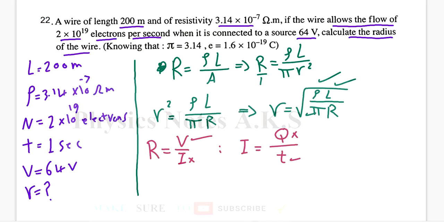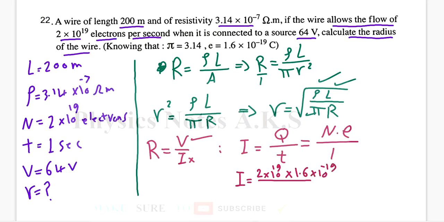So let's write this formula as follows. We know from before that charge equals the number of electrons multiplied by the charge of one electron, over time, which is 1 second. Okay? So this means I equals, how much do I have for N? It's given, 2 multiplied by 10 to the power 19. And how much is the e, the charge of an electron? It is 1.6 multiplied by 10 to the power negative 19. Okay? Over 1. The time is 1. This gives me 3.2 ampere. So we got the electric current.